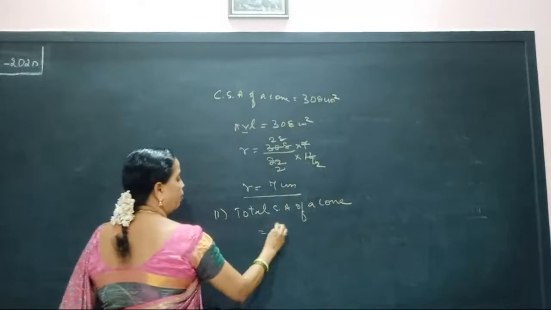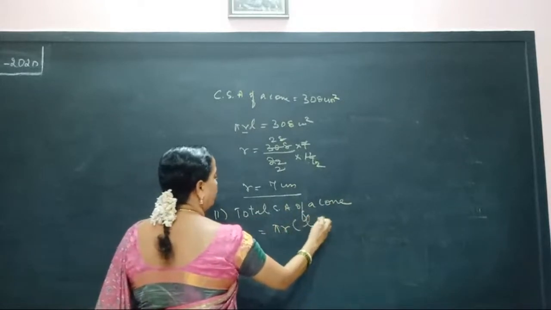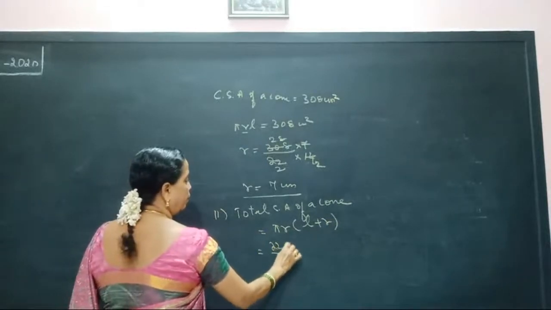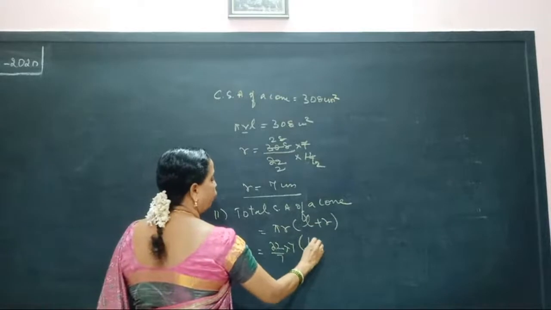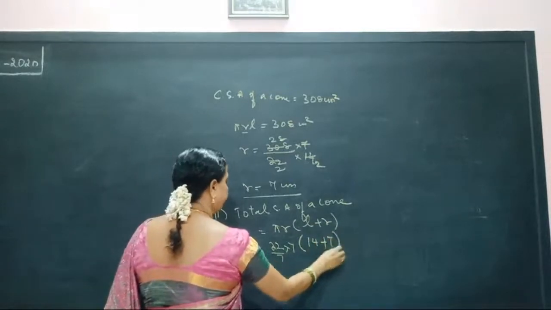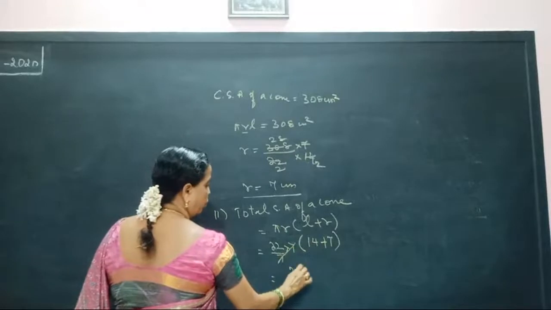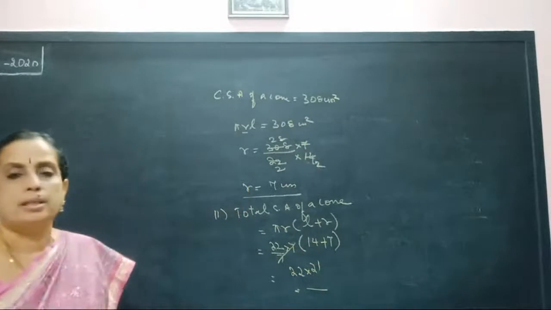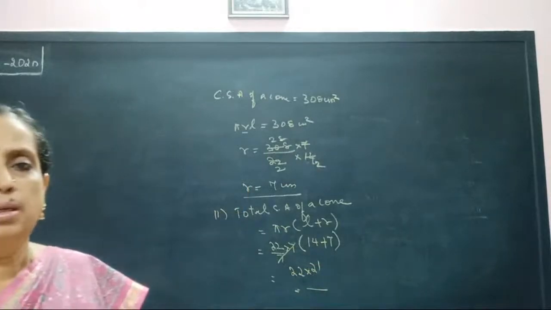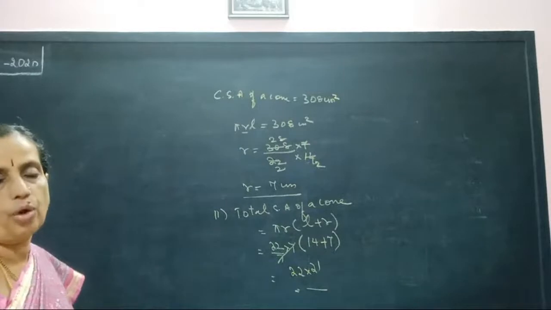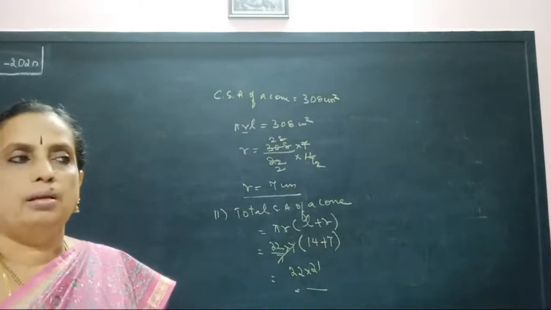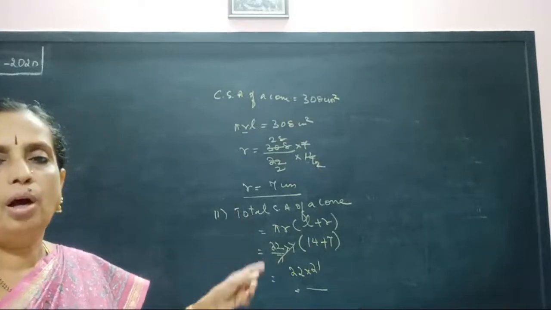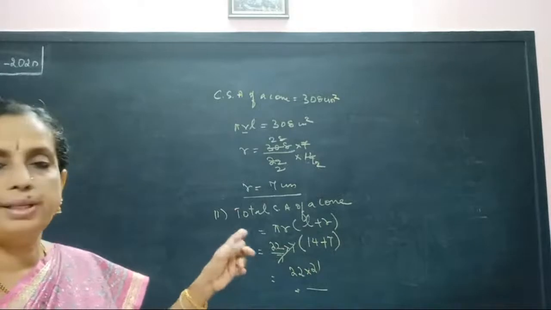Total surface area formula: pi r into L plus R. 22 by 7 into 7, into L which is 14 plus 7. That gives 22 into 21. Keep the answer in centimeter square. Yes. After finding the radius, this also you had done. Yesterday also we did, but we did only up to the calculation of the radius. Today it's a continuation. Also calculate the total surface area.